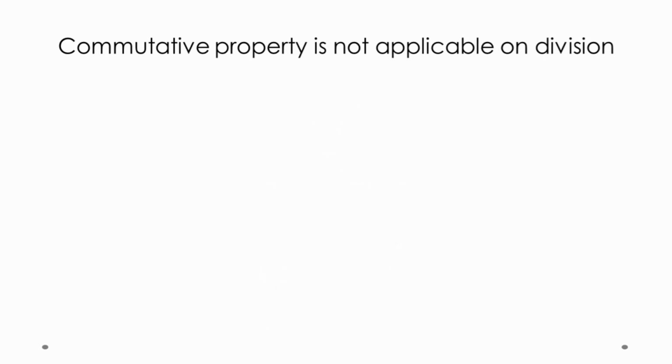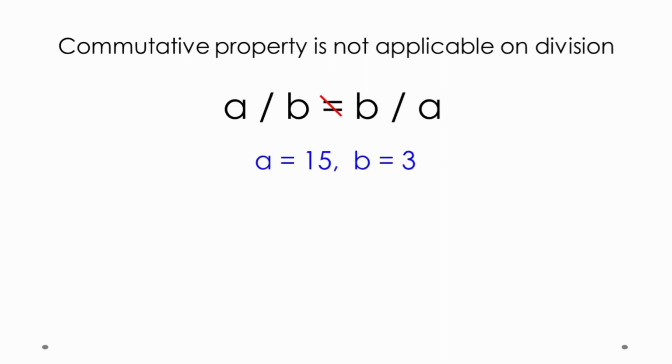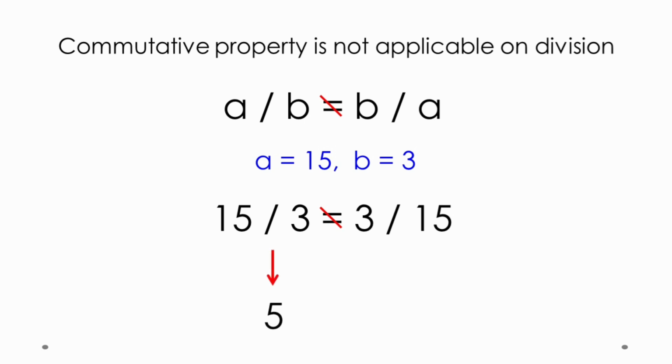Commutative property is not applicable in case of division also. If we change the order in case of division, then a divided by b is not equal to b divided by a. If a is 15 and b is 3, then 15 by 3 is not equal to 3 by 15, as 15 divided by 3 is 5 and 3 divided by 15 is 1 by 5 or 0.2.